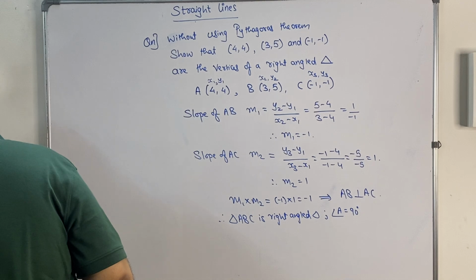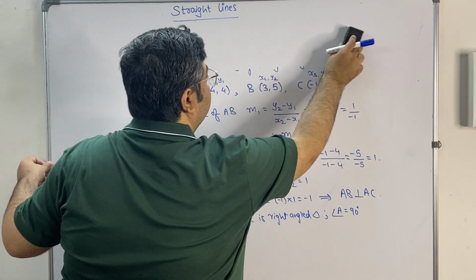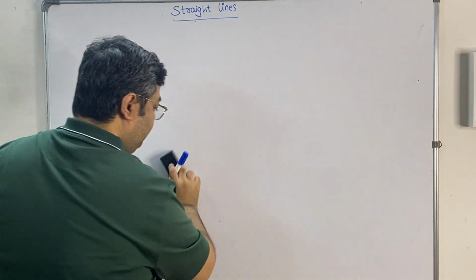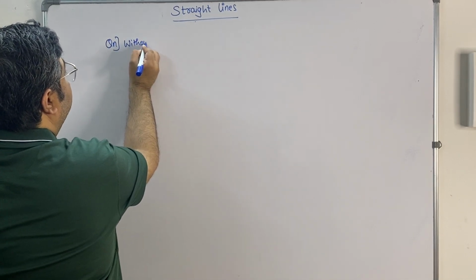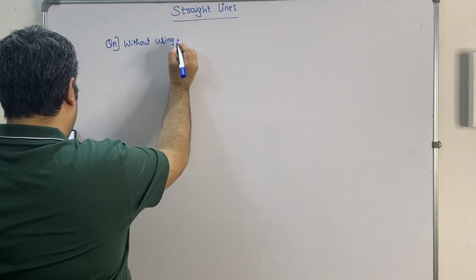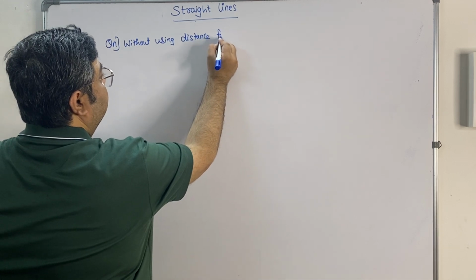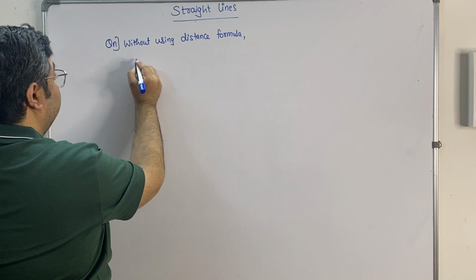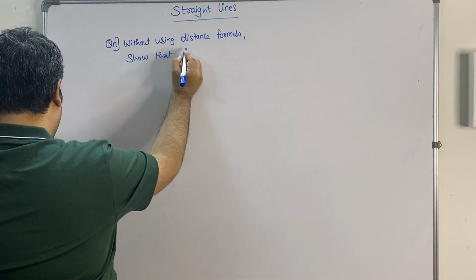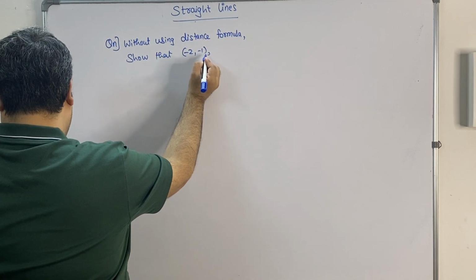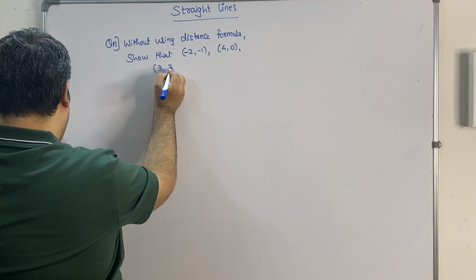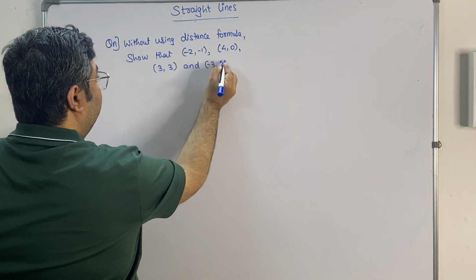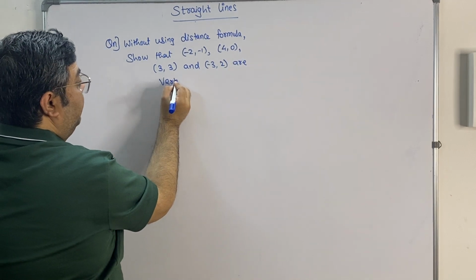वैसे ही एक और क्वेश्चन है, without using distance formula, show that (-2, -1), (4, 0), (3, 3) and (-3, 2) are vertices of a parallelogram.